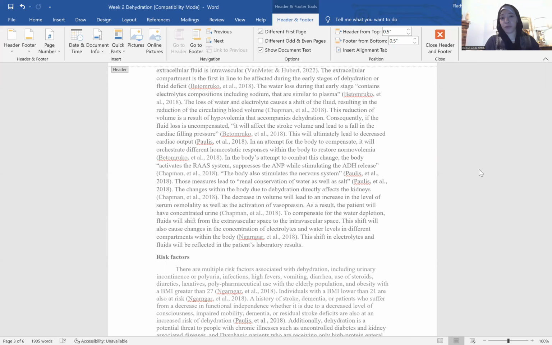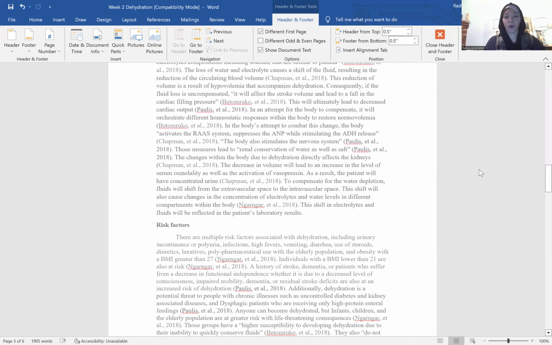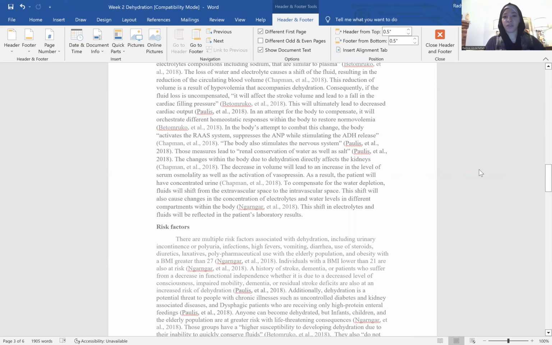dehydration or fluid deficit. The water loss during the early stage contains electrolyte compositions, including sodium, that are similar to plasma. The loss of water and electrolytes causes a shift of the fluid, resulting in reduction of the circulating blood volume. This reduction of volume is a result of the hypovolemia that accompanies dehydration.